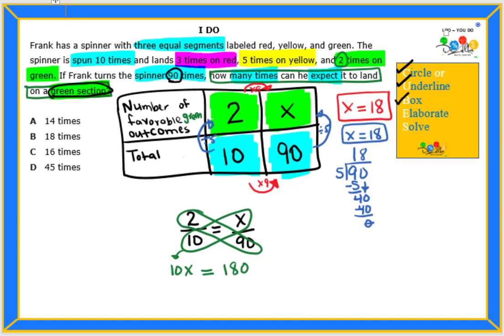We have a one-step equation there, so we're going to divide by the coefficient, and whatever I do to one side of the equation, I do to the other. By dividing by the coefficient, I have 10 divided by 10, which gives me 1x. Now I have isolated x. And 180 divided by 10 is 18. That is correct.